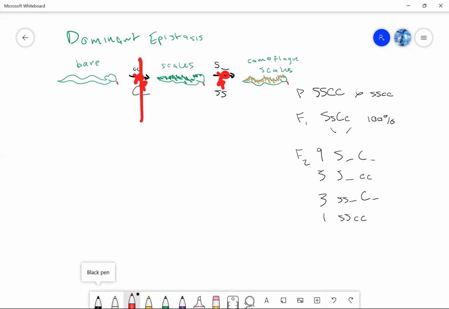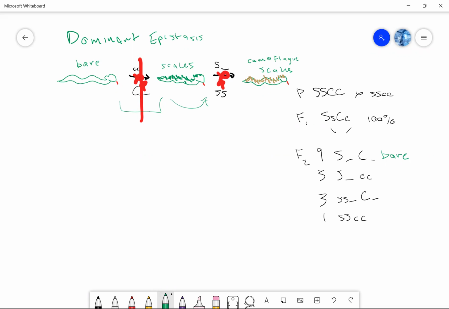And so we can look at this cross. And we see that we have identified this to be the epistatic gene that controls this other gene, the S locus. And so we look at the epistatic gene first, and we see that there's a capital C. So these 9 individuals are going to be bare snakes, just skin, no scales. But right here, moving on, we have the genotype required to move on with this process. So we have successfully built our scales and we can move on.